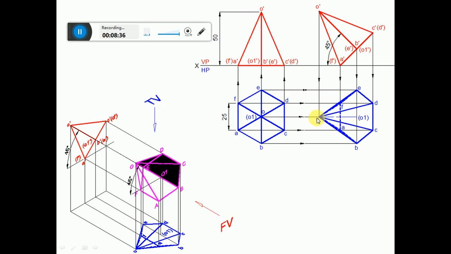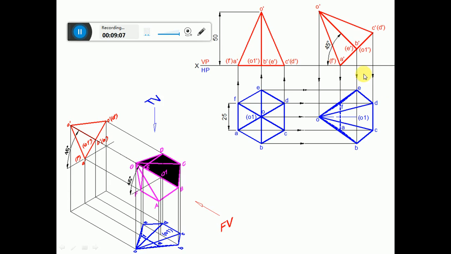Then join between OA, OB, OC, OD, OE and OF. How do I know that we have to join like this? Because here you can see O dash A dash is joined, O dash B dash is joined, O dash C dash is joined, O dash D dash is invisible there, so it is not to be shown, but you have to join this OE and OF. You can see it is also evident from 3D also. All the vertices have been joined with respect to the apex with inclined lines.